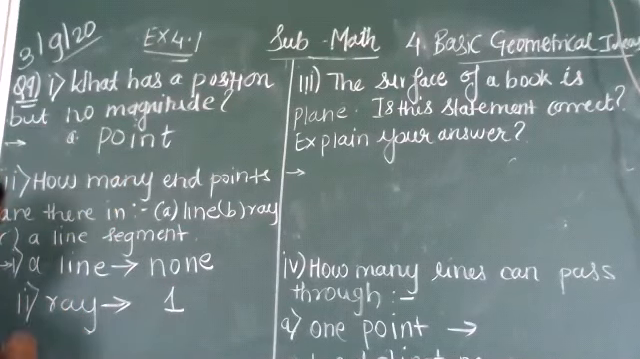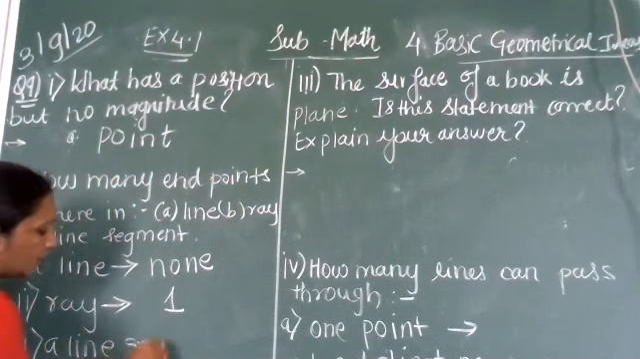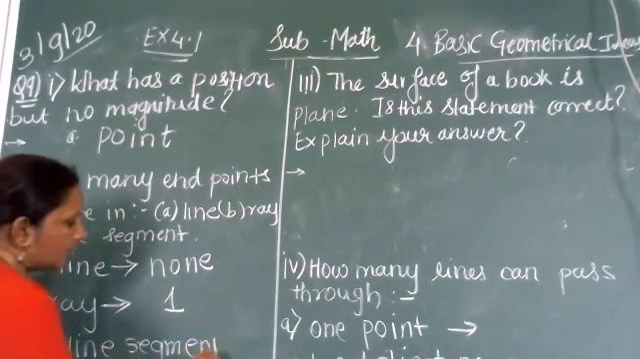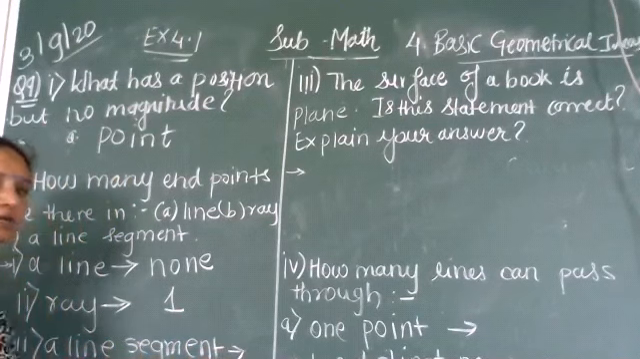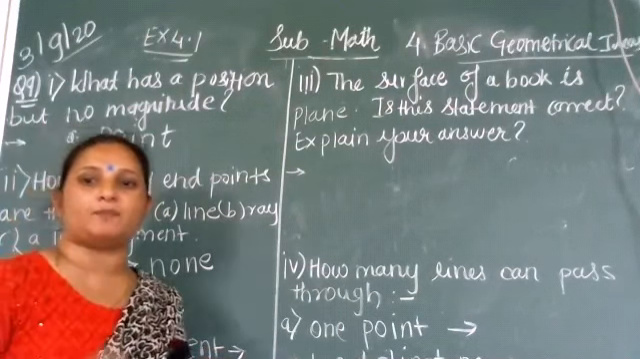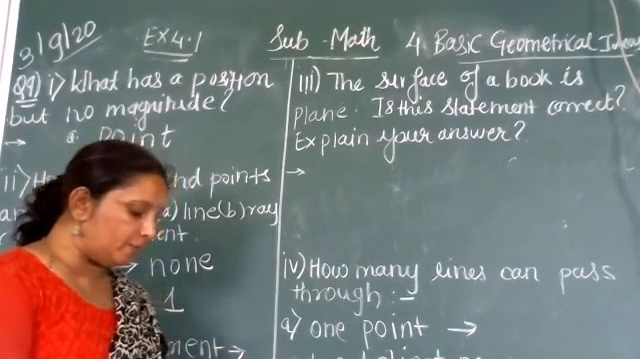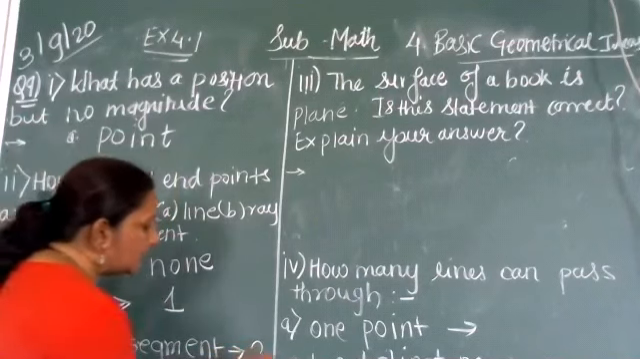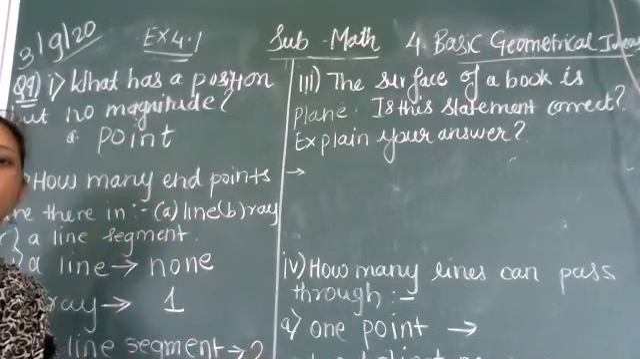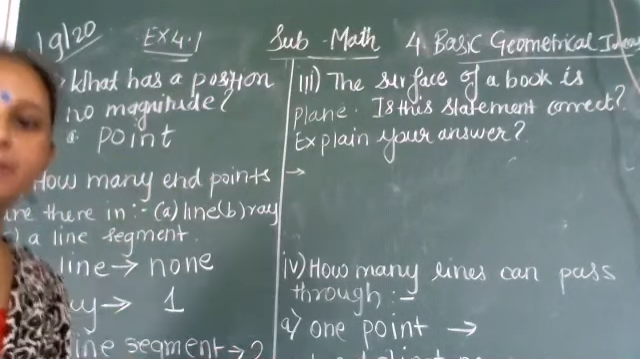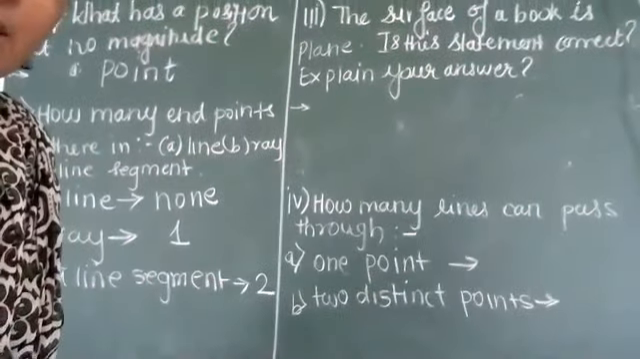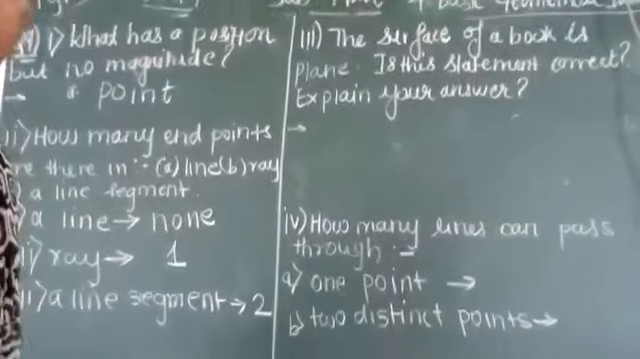Now, the same way, the third one is a line segment. Now you tell me, children, a line segment has a fixed distance between the two endpoints. So how many endpoints do we have? Yes, for sure we have 2 endpoints. Am I right, children? Yes. Now let's begin with the next sum.